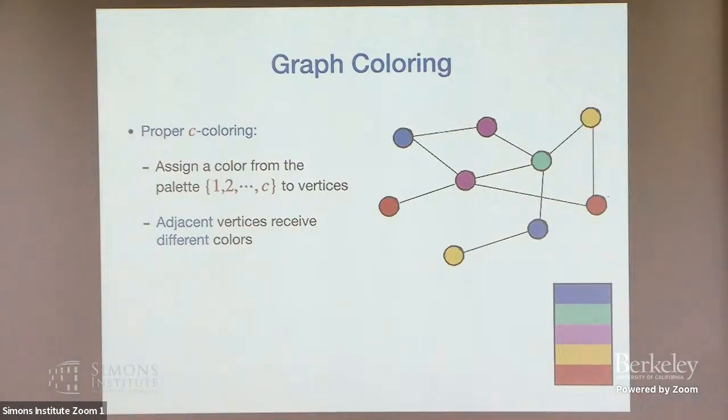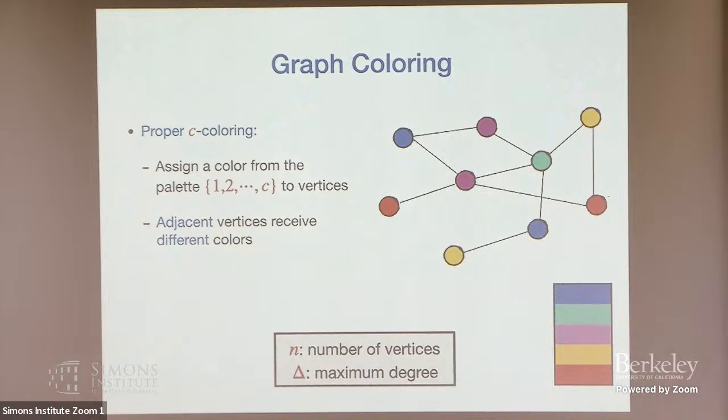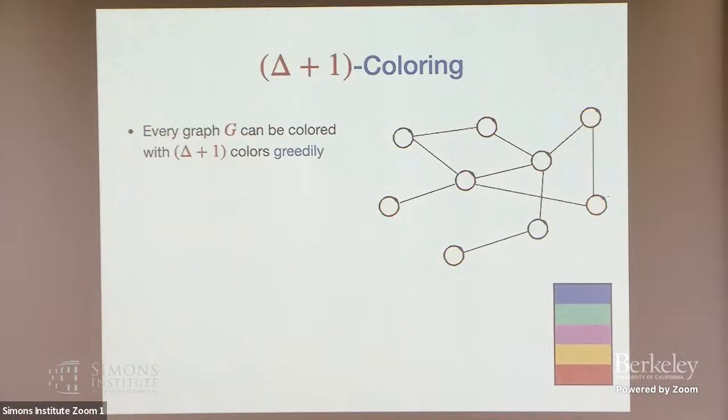All right, so now I'll switch to talking about something technical. I'm talking about graph coloring. You're putting colors from 1 to C on the vertices. You don't want edges to receive the same color on both endpoints. In this talk, n is the number of vertices, delta is the maximum degree. And graph theory 101: every graph can be colored with delta plus 1 colors.